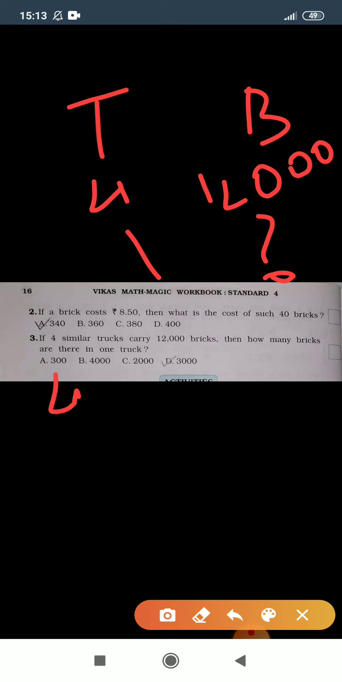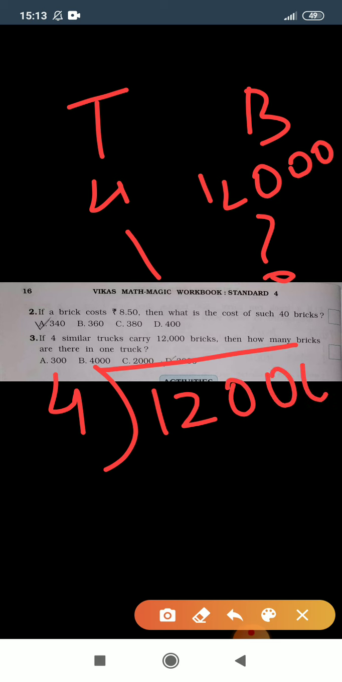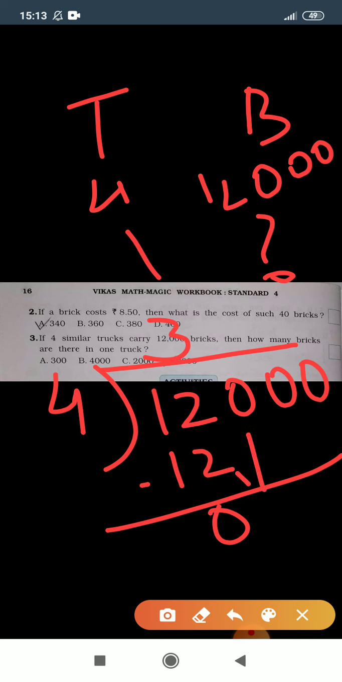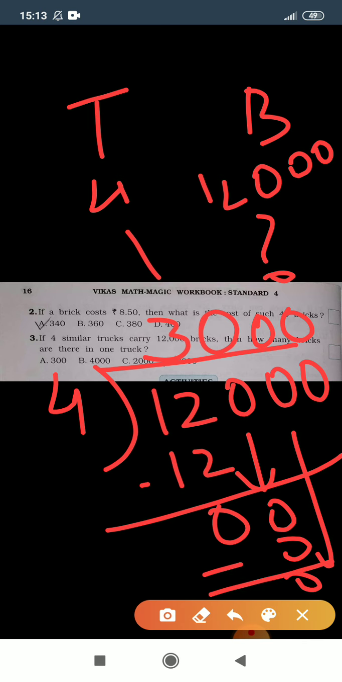So 12,000 divided by 4. 4 3s are 12. And again we take these zeros here. So ultimately our answer goes to 3,000. So our answer is 3,000.